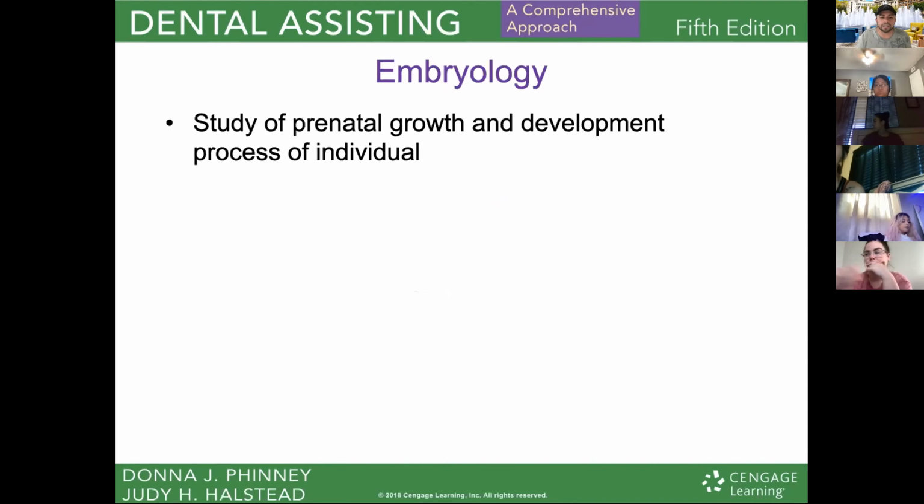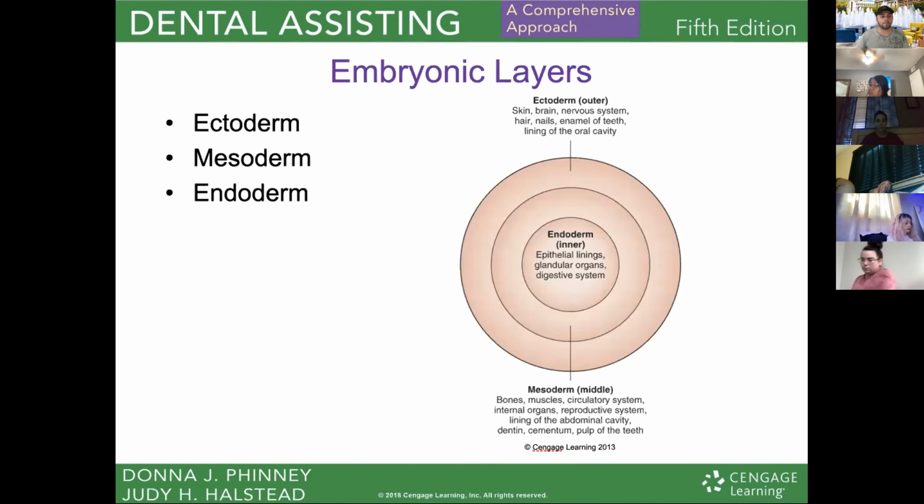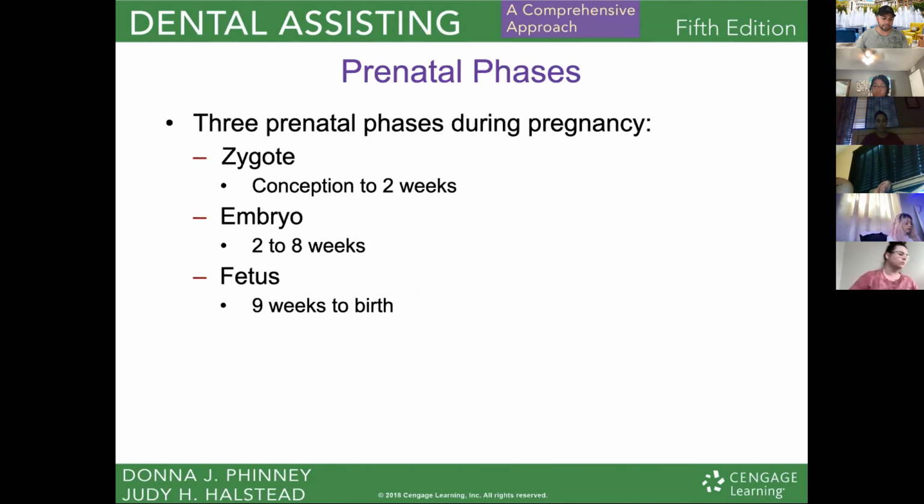So embryology is the study of prenatal growth and development processes of an individual. Oral embryology refers to the study of the development of the oral cavity. The first signs of a developing tooth are noted during the embryonic phase in the area that will later become the lower mandibular anterior region. During the zygote phase, cells rapidly increase in number, or proliferate. So they're multiplying at a constant rate, really rapidly. During the embryonic phase, many critical changes are occurring and individual characteristics are being developed. There are 3 stages of differentiation.